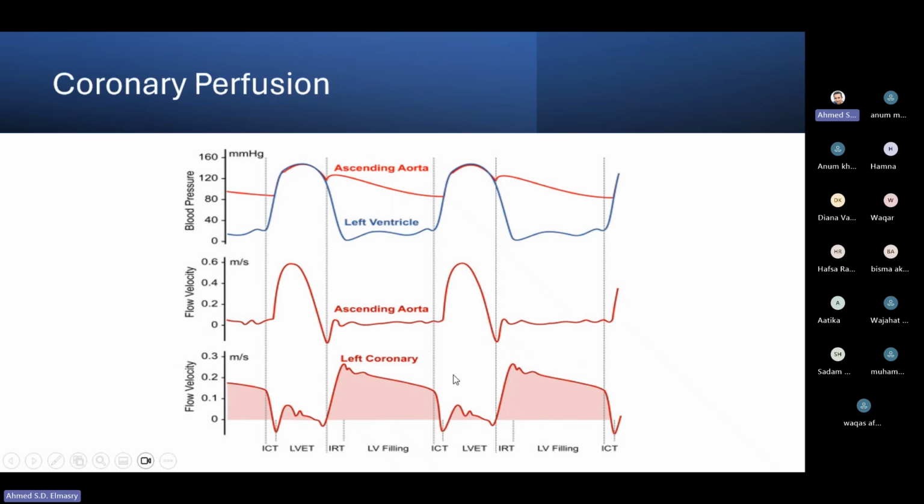And these are the changes of the left ventricle coronary perfusion during the phases of the cardiac cycle. As you see here, this is the systolic phase and this is the diastolic phase. The coronary perfusion of the left ventricle is mainly happening during the diastolic phase. And during the systolic phase, there is minimum coronary perfusion of the left ventricle.